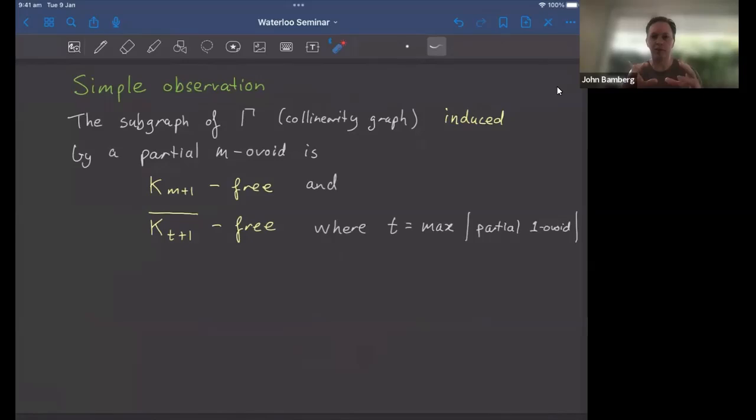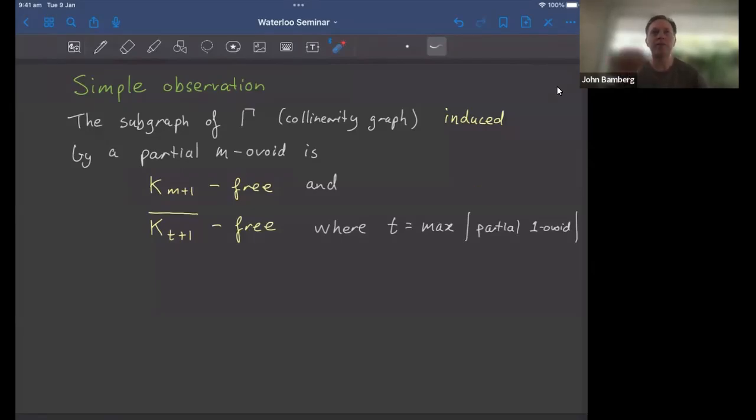Okay, so a partial M-ovoid is some of the points, take all the edges that are induced, then because it's a partial M-ovoid, it doesn't have any cliques of size M plus 1. So I've written here that it's got no cliques, that's my little graph theory notation, it's a complete graph on M plus 1. And the null graph here, the complement of the complete graph on T plus 1, it doesn't have co-cliques of size T plus 1 when T is the largest size of a partial 1-ovoid.